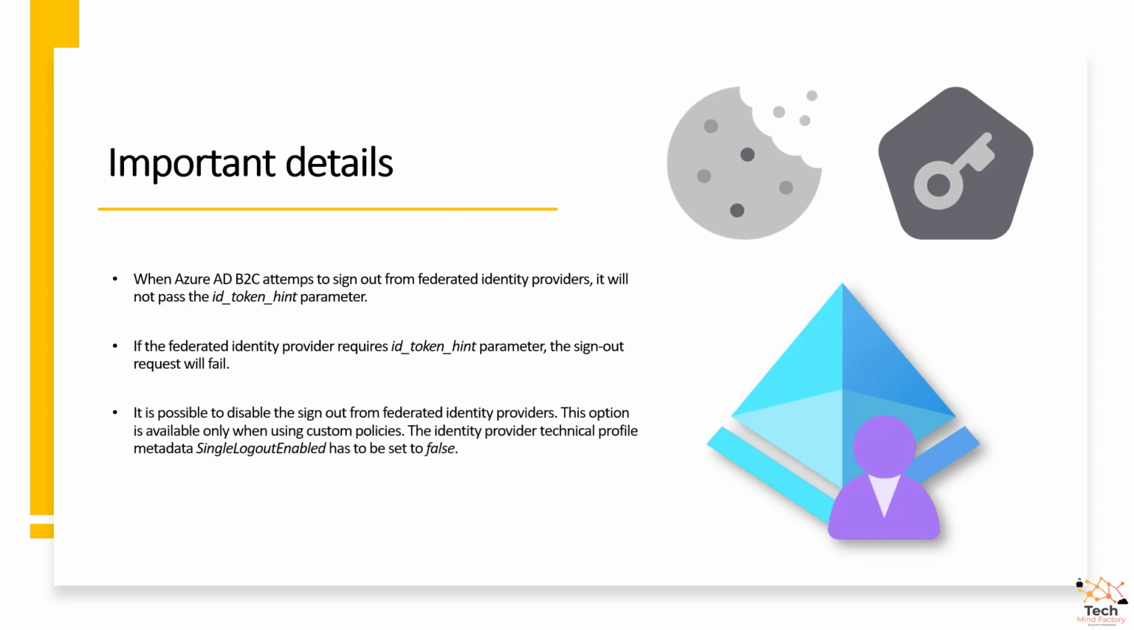It's possible to disable the sign out from federated identity providers. This option is available only when using custom policies. It's very important. The identity provider technical profile metadata called single logout enable has to be set to false. Then during the logout process, B2C will not call this external identity provider to sign out the user. By default, the user is only logged out from the current application. The user remains authenticated in other applications that use Azure AD B2C for authentication.